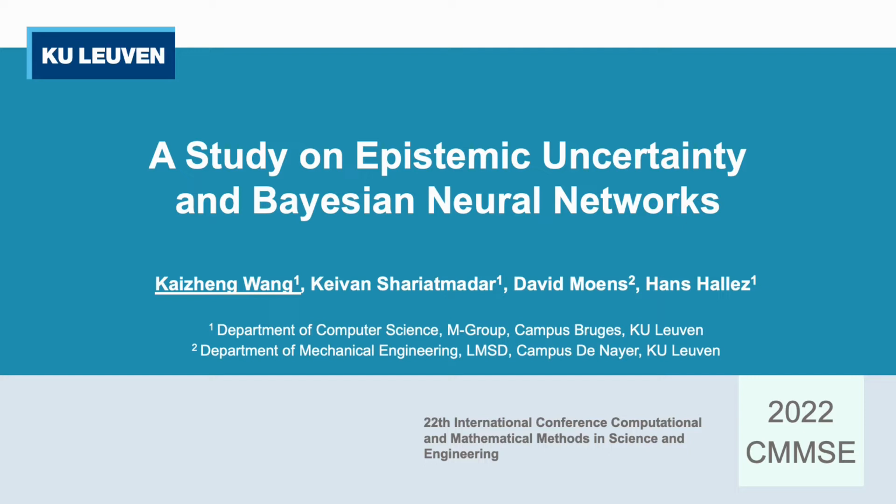Today, I would like to introduce my literature study with the title, A Study on Epistemic Uncertainty and Bayesian Neural Networks.